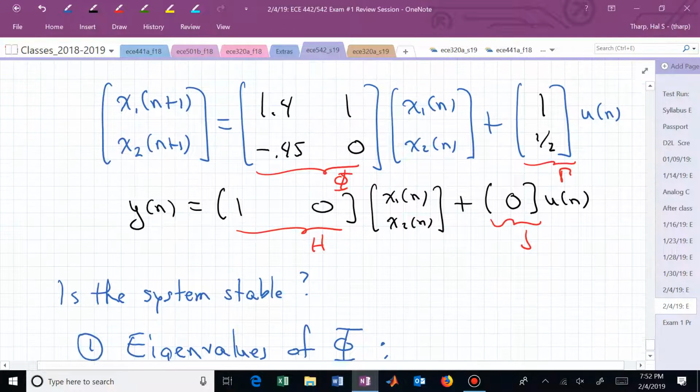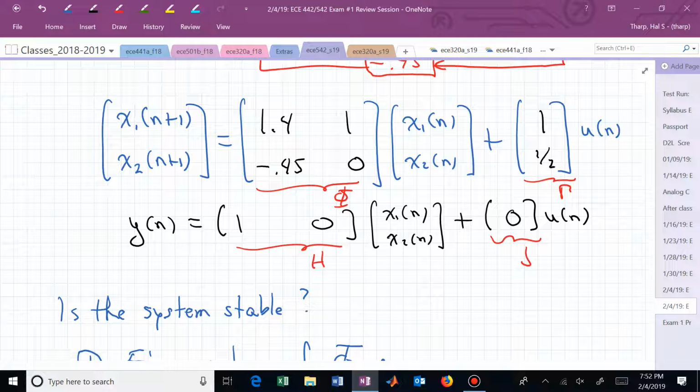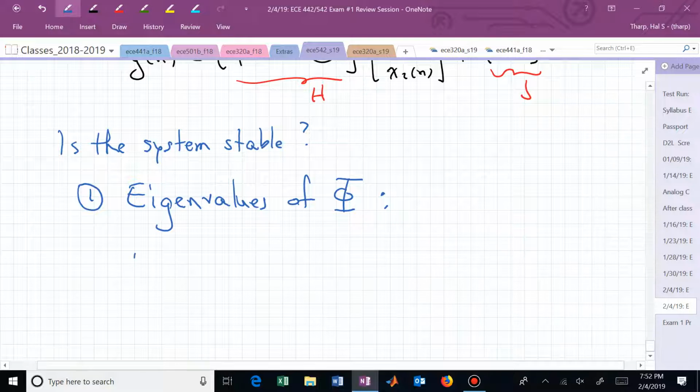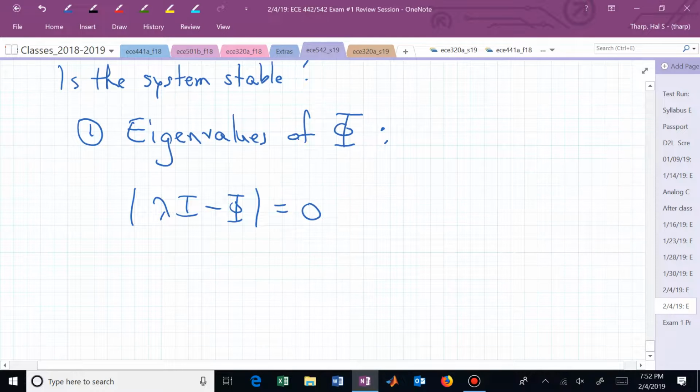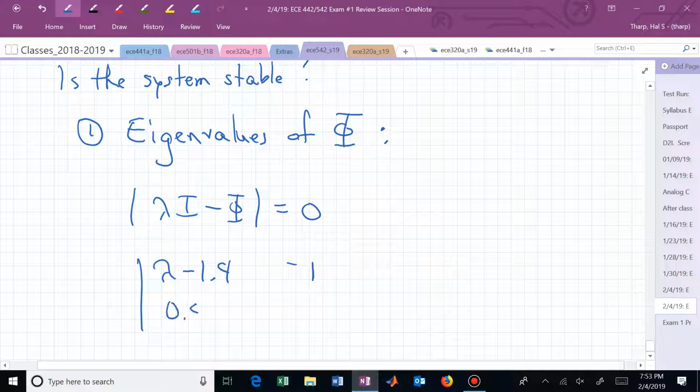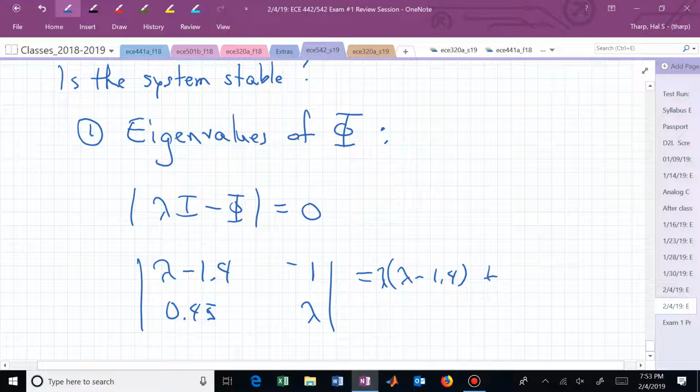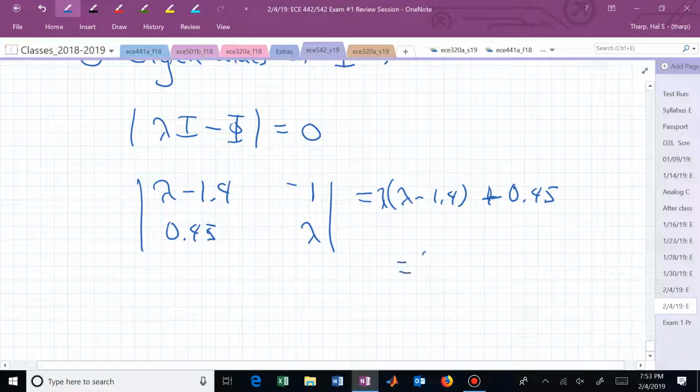And now I just have to go back to 310. Did you do eigenvalues in ECE 310 or any math class? Pick your favorite math class. Now I'm looking at lambda I minus phi, the roots of that, so that I now have lambda minus 1.4, minus 1, 0.45, and this is lambda. Lambda times lambda minus 1.4 minus a minus 0.45. Or I now have lambda squared minus 1.4 lambda plus 0.45.